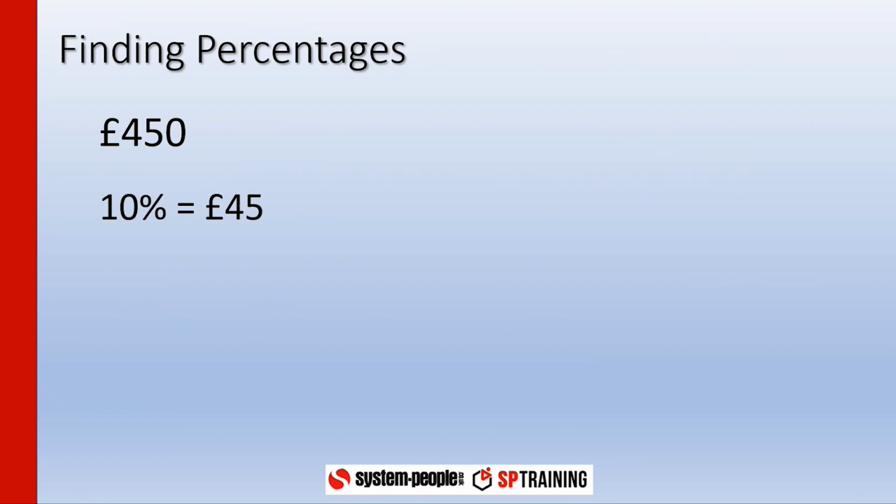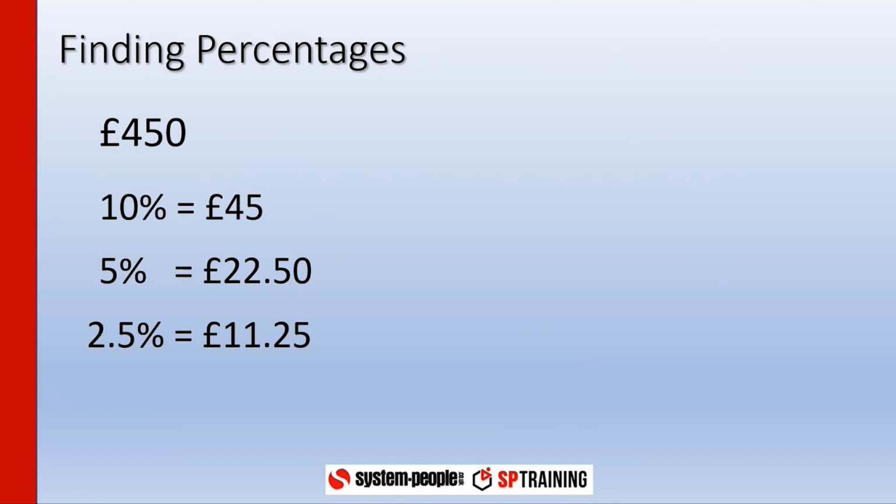With our £450, we can find 10%. To find 5%, we halve that 10%. Another one we can use is we could halve the 5% again for 2.5%. So we've so far worked out 10% by dividing by 10, halve it to find 5%, and halve it again to find 2.5%, which in this case is £11.25.